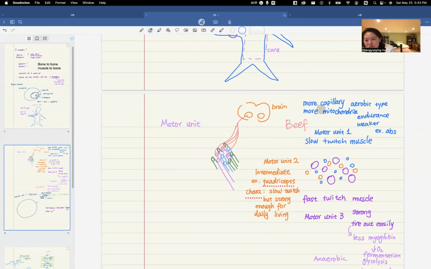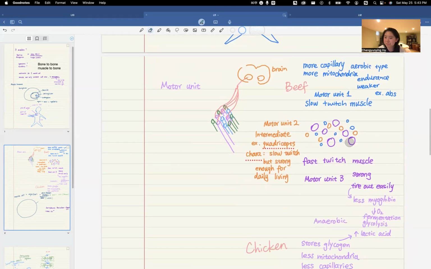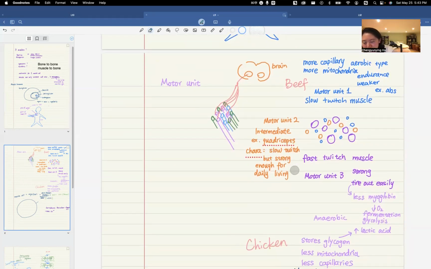It has lots of capillaries for perfusion, and the mitochondria are for consistently providing energy. That's why if you do a marathon, this type is more exercised. You can think of it as beef type muscle. And let's talk about the third one. So that's the 2 extreme types.